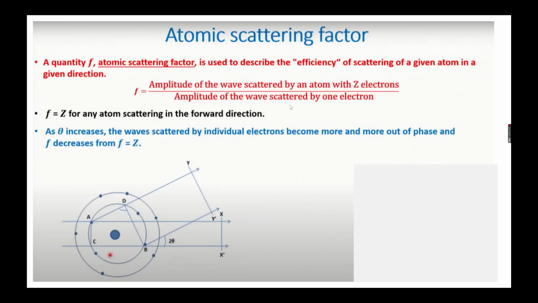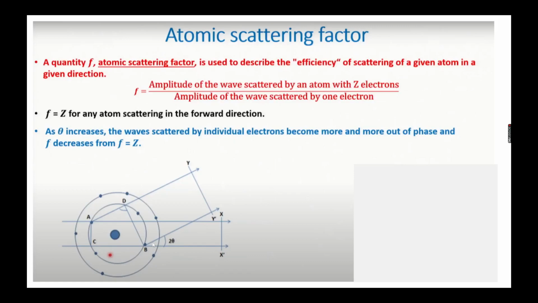And the other is what? The amplitude of the wave scattered by an atom. So suppose there is an atom and it gets scattered. Here, the amplitude of the wave scattered by an atom with respect to the amplitude of the wave scattered by one electron is the atomic scattering factor. And when it is in the forward direction, F will be equal to Z.